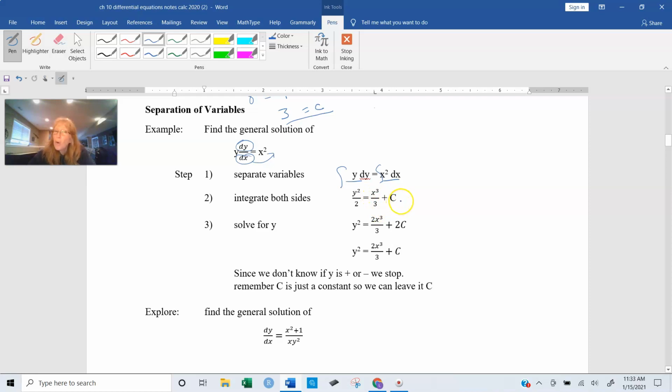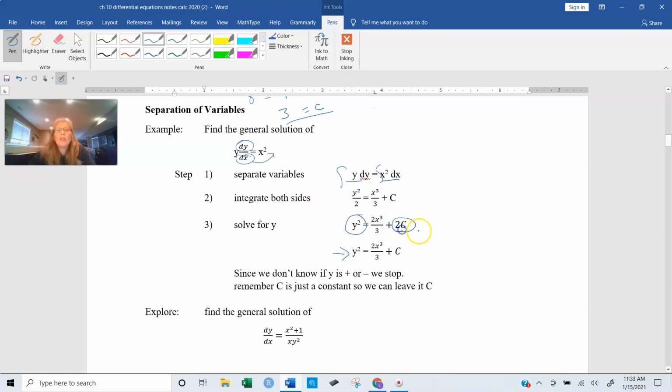Now we need to solve for y, but we have to be a little careful. So I multiply everybody by 2, but I can't finish solving this because I do not know from this equation if y is positive or negative, and I do not want two equations. So we stop at the y squared.